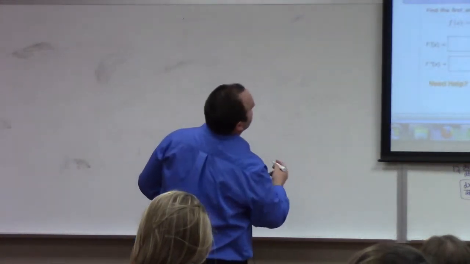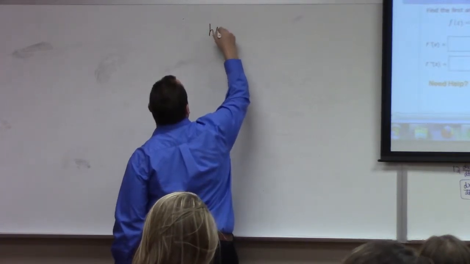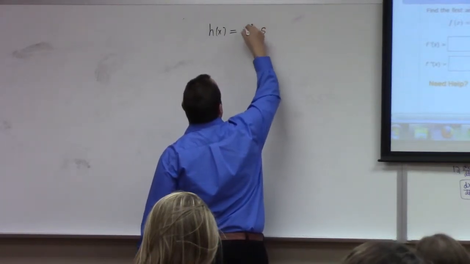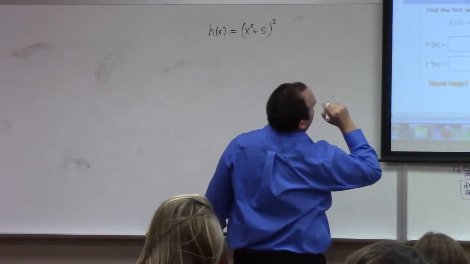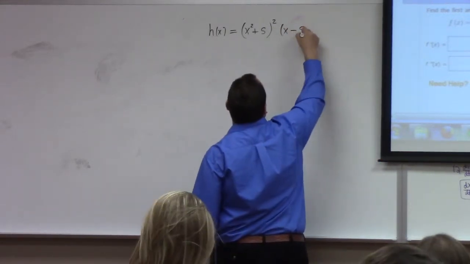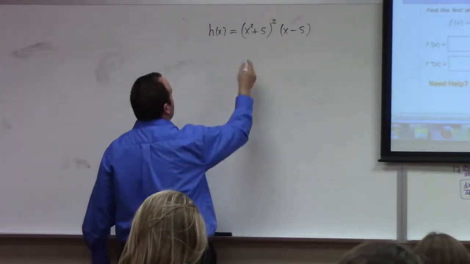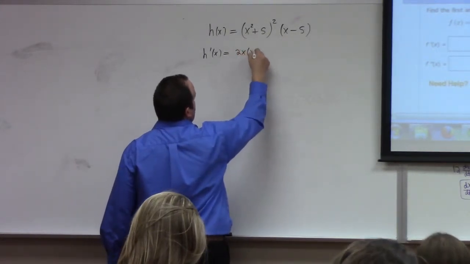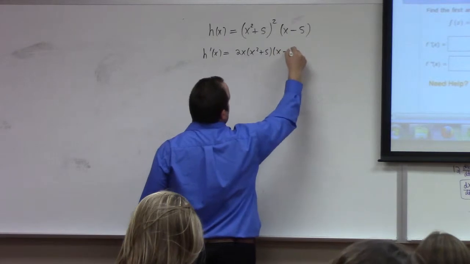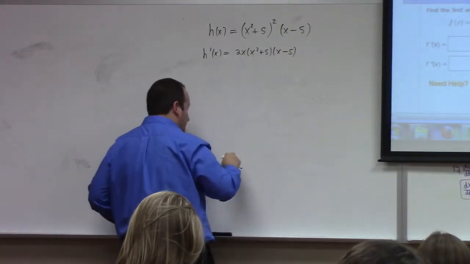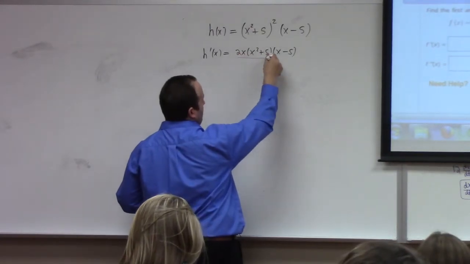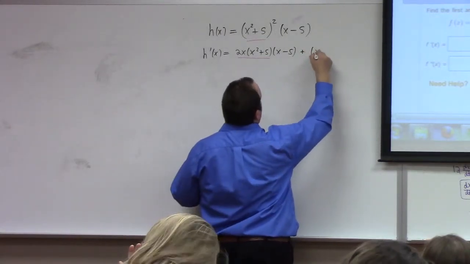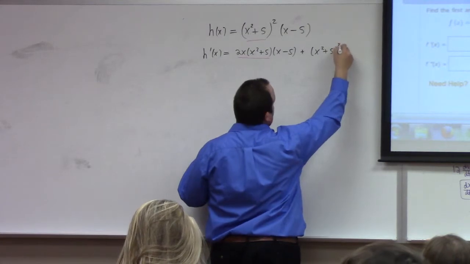So, let's do this. h of x is what? x squared plus 5 squared times x minus 5. And we're supposed to calculate the first and second derivative. So first derivative, we've got what? 2x times x squared plus 5. So do you guys see what I did? This is just the derivative of that piece, right? And then plus x squared plus 5 squared times 1, right?